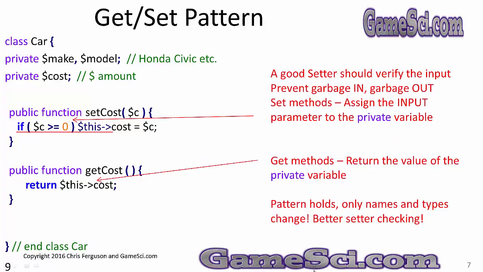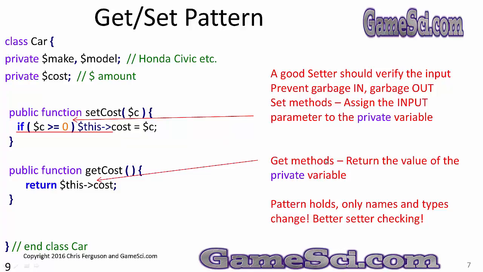A good setter should verify the input and prevent garbage in, garbage out. Set methods assign the input parameter to private variable. So what I'm going to do is just make sure that the cost is a reasonable value over 0. We don't want a negative cost. Cars don't cost -2. So we want to make sure that this is a positive number.